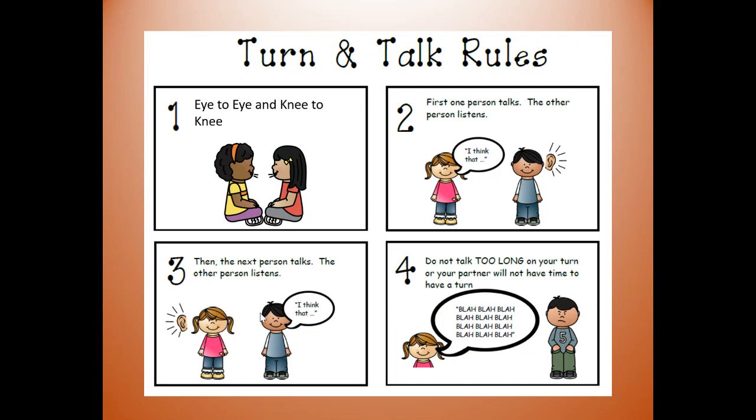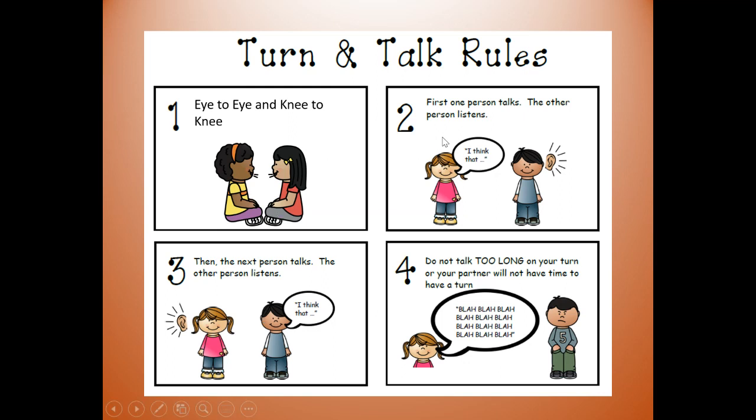Before we get started, we're going to go over our turn and talk rules. You're going to have a partner at home, or you can be my partner. And if you have a partner at home, make sure that you are looking at them eye to eye and knee to knee, either sitting on the floor or sitting in a chair, and take turns. And if you're my partner, first I talk and you listen, and then you talk. And obviously I can't hear you, but do the best you can speaking out loud.